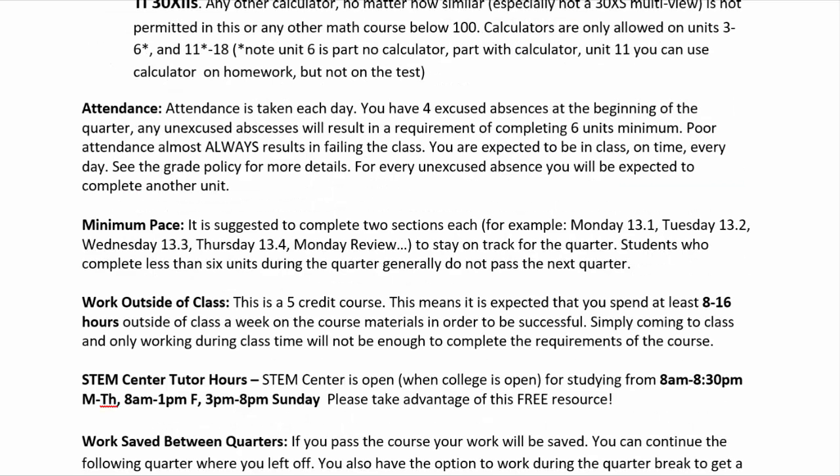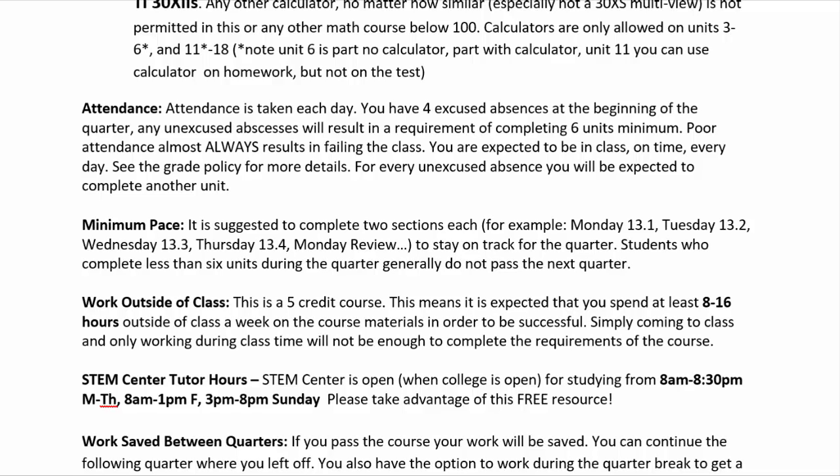Let's talk a little bit about attendance. Attendance is by far the most important part of this course. So here is how it's broken down. If you are absent 4 days in a row or 4 days cumulatively, you will be required to at minimum complete 4 units. For every additional absence, you will be required to complete 1 more unit to pass the class.